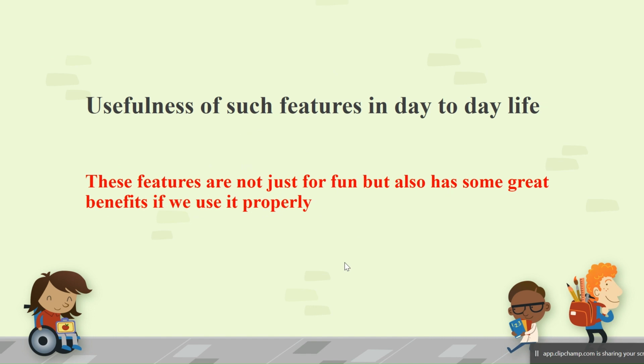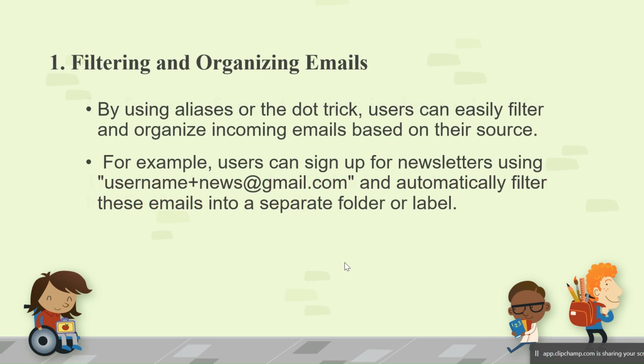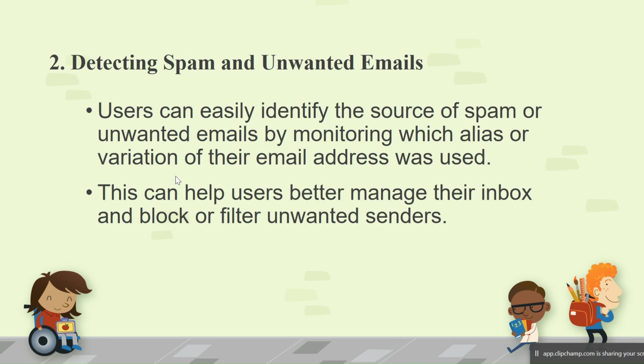These features are not just for fun, but also have some very useful applications in our day-to-day life. As we discussed earlier, filtering and organizing: using the aliases, that is plus and the website's name or any words that identify where we are signing up, we can automatically filter those emails and organize them in separate folders. Detecting spam and unwanted emails: as we discussed in the case of Facebook, if we are receiving a lot of spam at cstechware+facebook@gmail.com, we can know that Facebook is sending us a lot of spam, and it will be similar for other websites as well.